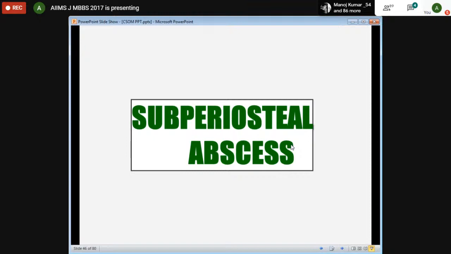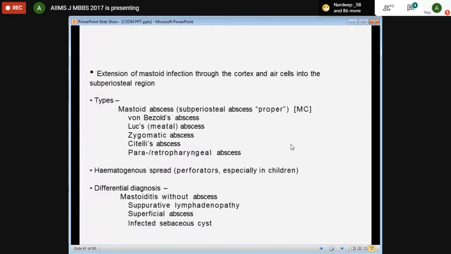So now, that was about the intracranial complications. Now we'll discuss the complications around the ear, that is in the temporal region. First is subperiosteal abscess. We should remember 4 or 5 abscesses. First is Bezold abscess. Second is Luc abscess. Third is zygomatic abscess. Fourth is Citelli abscess.